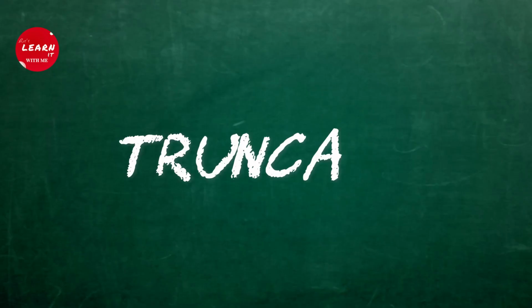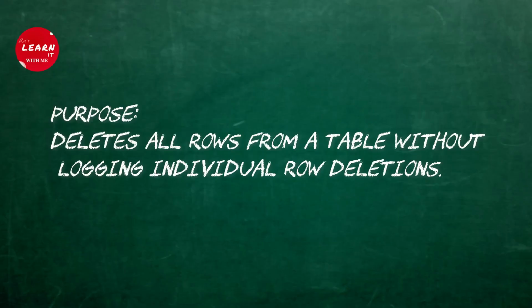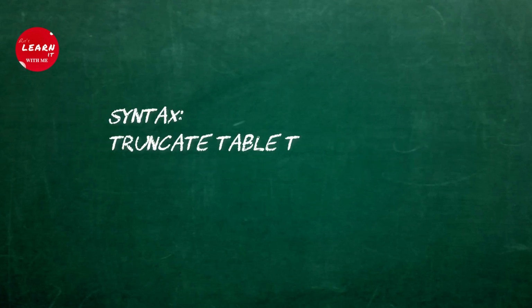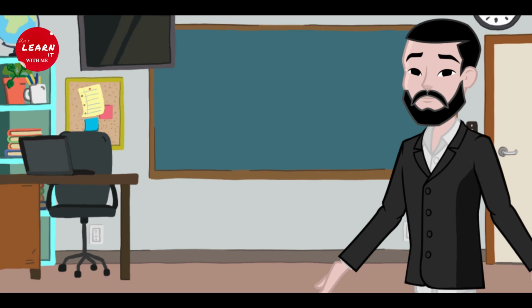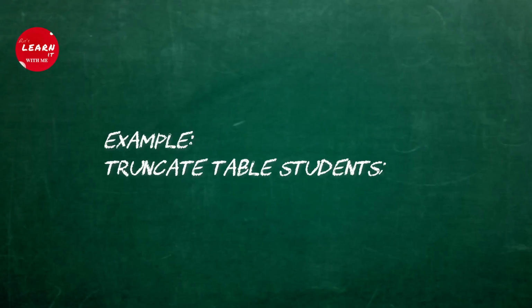Next command is truncate. It is used to delete all rows from a table without logging individual row in a table. The syntax of truncate command is as follows. Let's see an example of truncate command in a query. Here in this example we have deleted all the rows of student table.